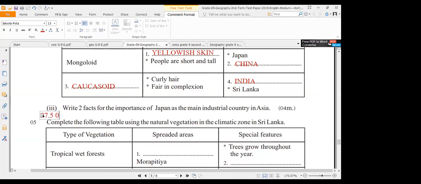27.5 of gross national product, GNP, gross national product from the industrial sector. And the industrial sector labor force, how much labor force is there in the industrial sector?